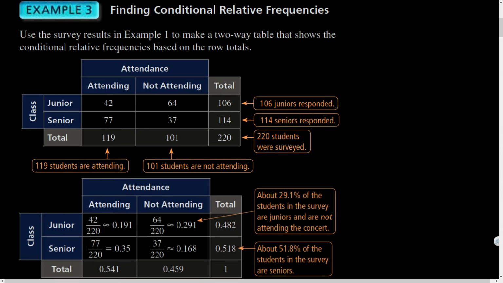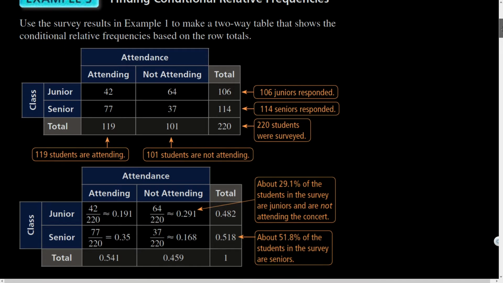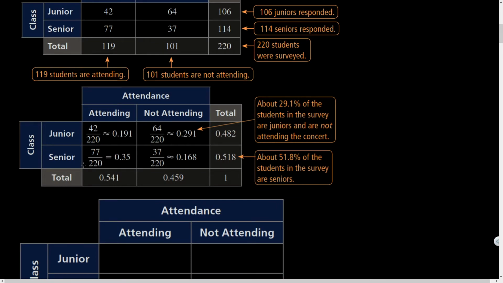It says, use the survey results in example 1 to make a two-way table that shows the conditional relative frequencies based on the total rows. Okay, and so here the first table is simply the joint frequencies, these 4 cells, and the marginal frequencies. So those are not relative, those are literal quantities, numbers of juniors that responded, for instance. This next table is showing the joint relative frequencies here, in which we did the ratio of the number of juniors attending in that cell to the total number of students that were surveyed.